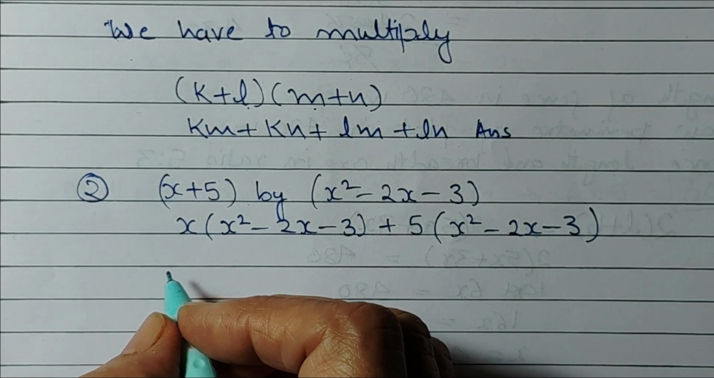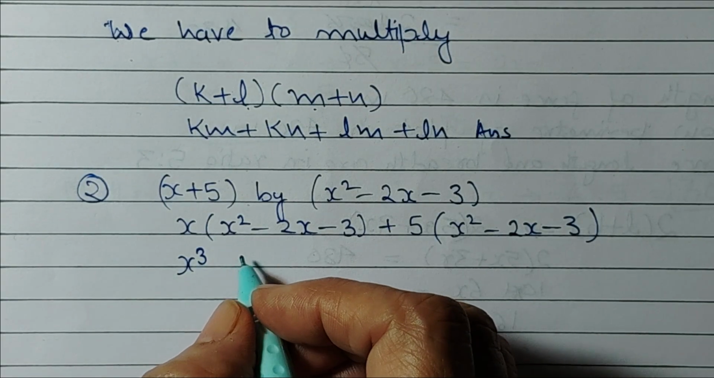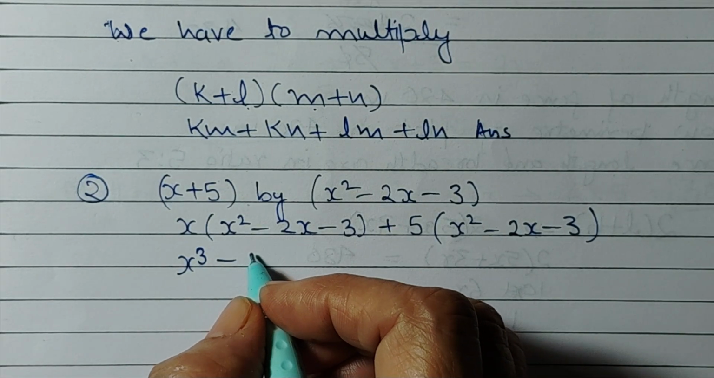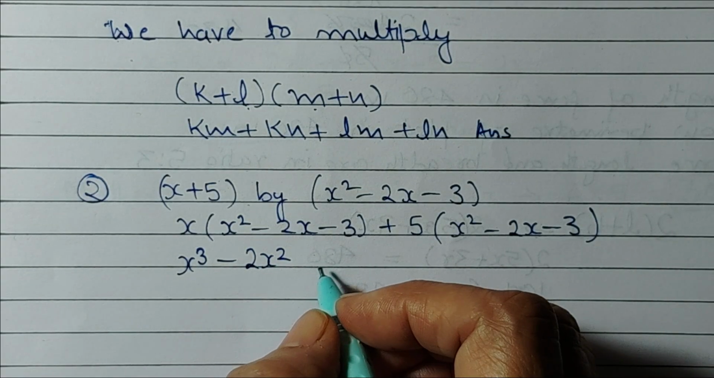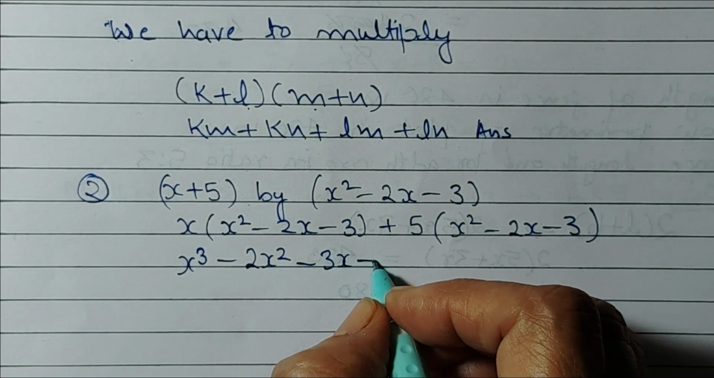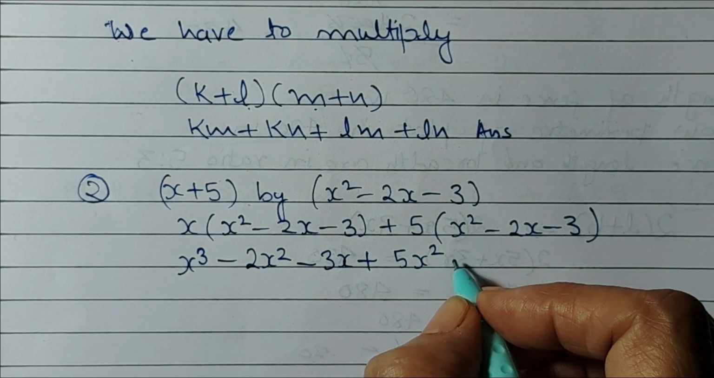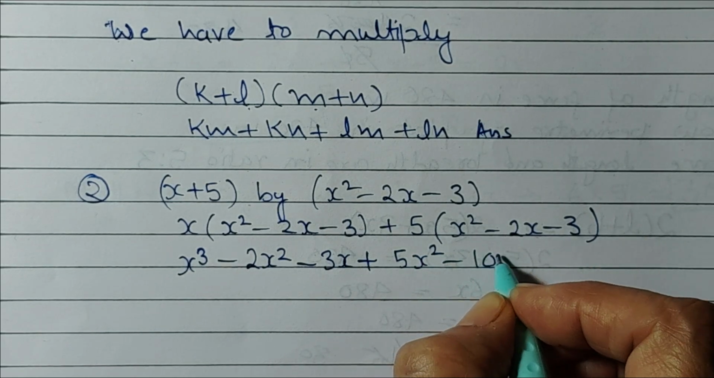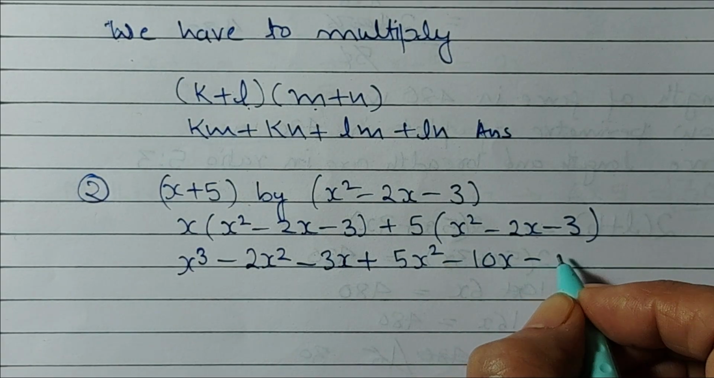It will become x³ minus 2x² minus 3x plus 5 into x², 5x², minus 10x. 5 into 2x is 10x, and minus 15.